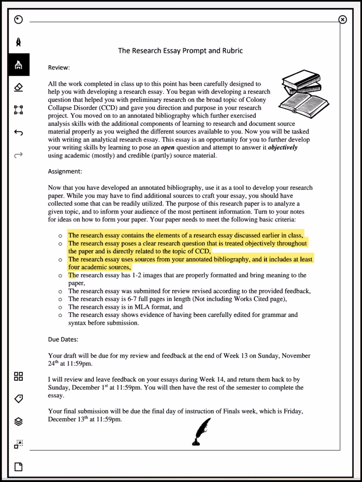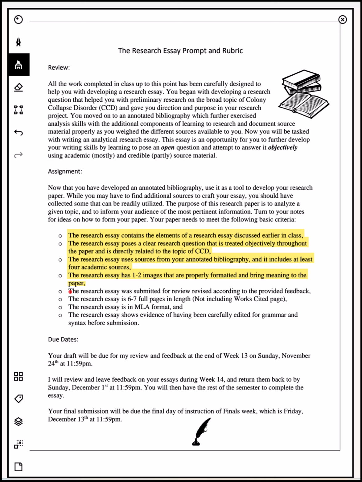All right, and then the research essay has 1 to 2 images properly formatted, bringing meaning to the paper. So remember, images are supposed to give people information in a small amount of space, like a pie chart or a graph or a visual of some sort. And it's supposed to help them understand a point better than you could possibly write it in your paragraph. So I did do a PowerPoint on how to include images into a paper, so make sure to review that if you have forgotten. But you will be required to use at least 1.